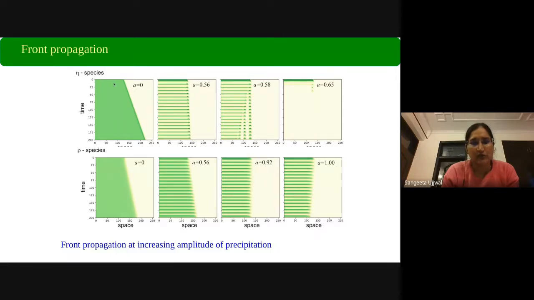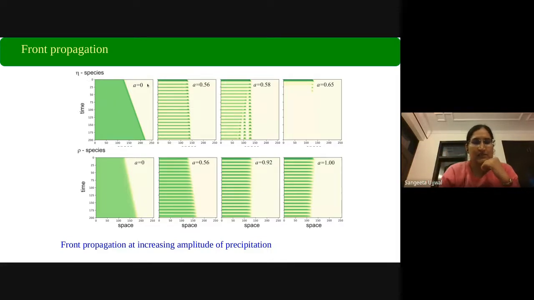So half of the space consists of uniform biomass, and half of the space corresponds to the bare soil, B equals zero. And then we study how this non-uniform state evolves with time. As we can see here, we study this for both species, eta species and rho.